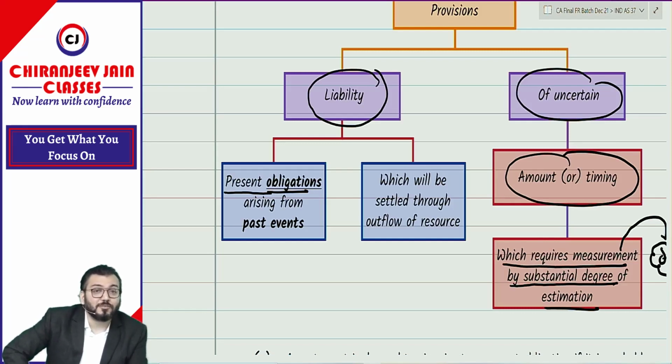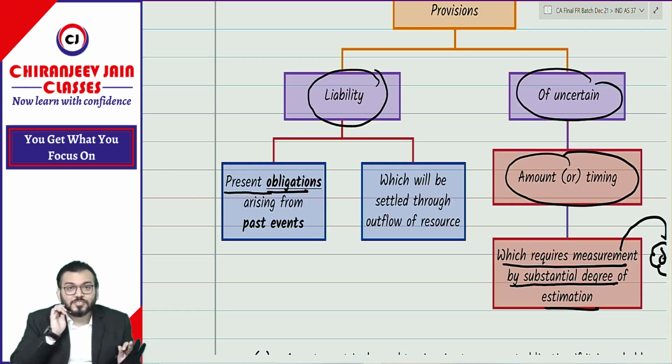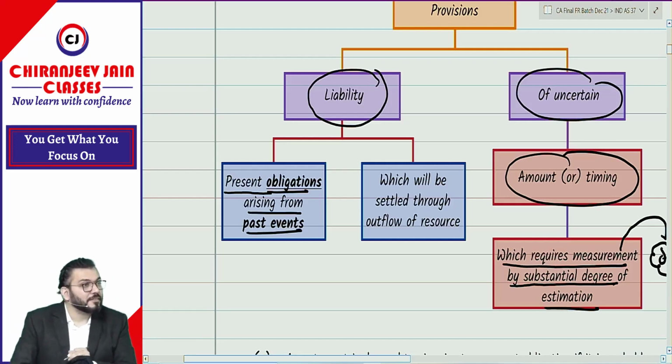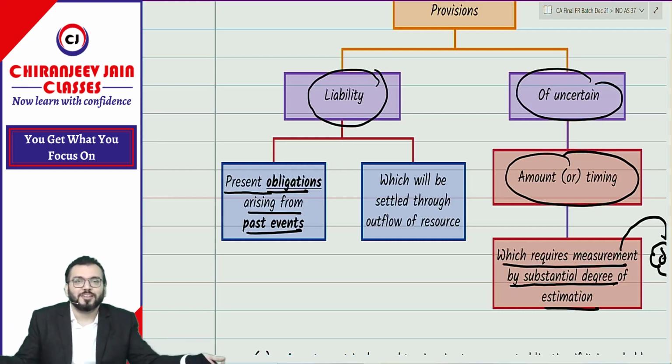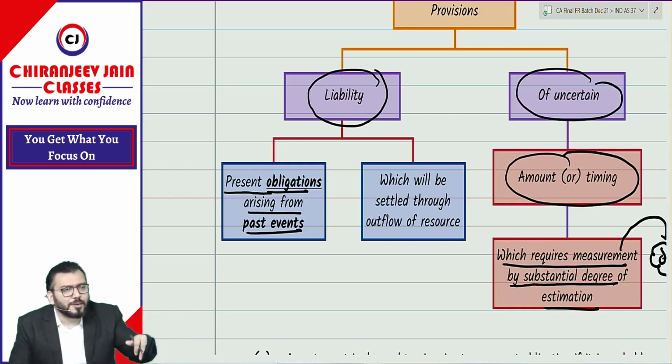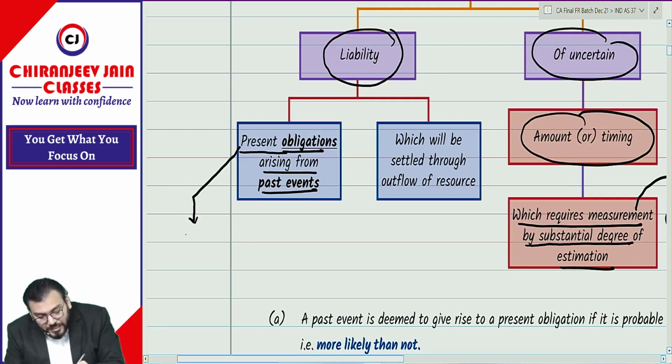Now the question is, what is the meaning of present obligation? Present obligation arising from which event? Past event. Of course, we are not discussing anything about future events. So present obligation arising from a past event. What is the meaning of present obligation? Simple. Present obligation means those obligations which are probable. Any obligation which is probable on the reporting date is a present obligation.